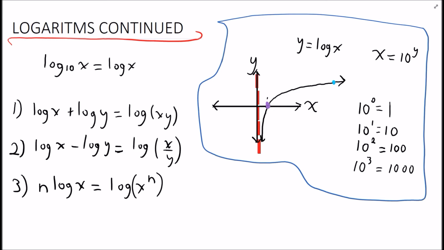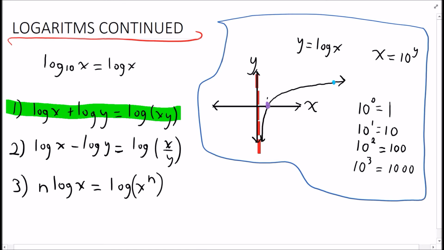So those are three important rules. I think I'll highlight them. So we've got rule 1. I'm just going to read through them one more time. If I have the log of x plus the log of y, that's the same as the log of xy.